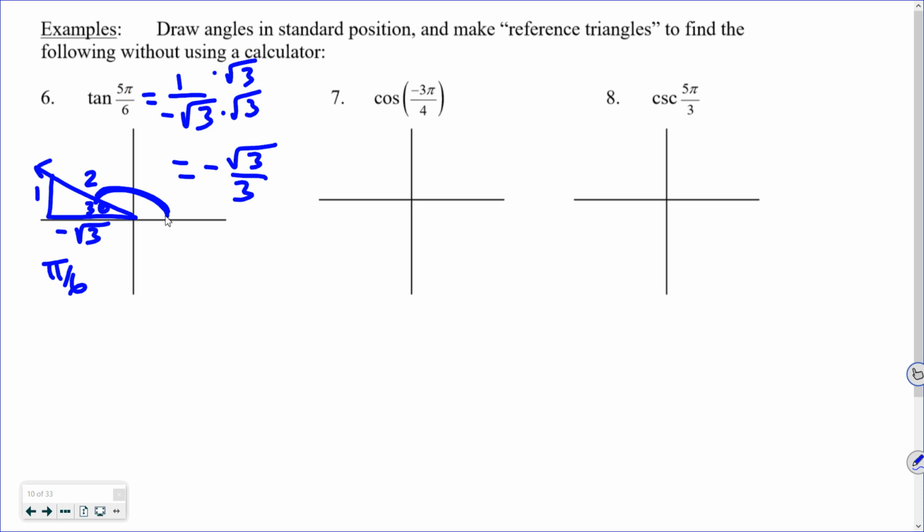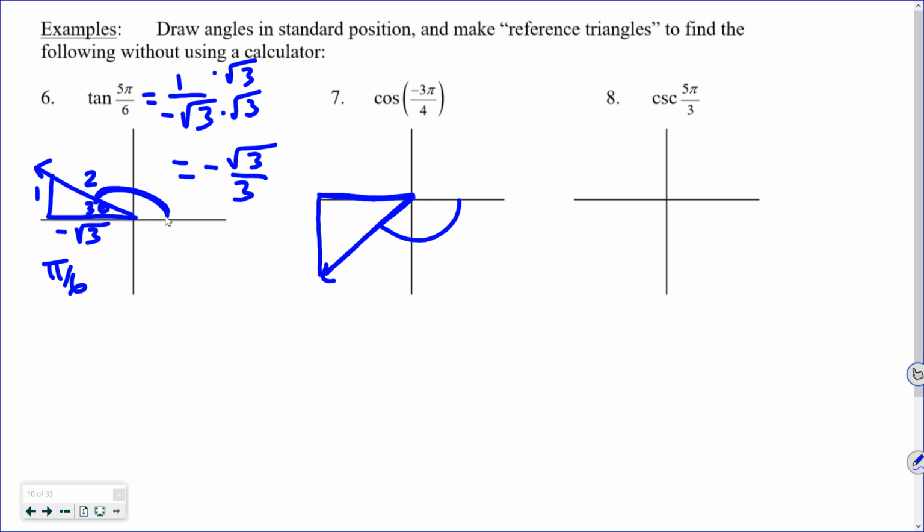Look at 7. Cosine of negative 3 pi over 4. Hey, the negative means I'm moving backwards, and I'm going 3/4 of the way, right? Pi is all the way to here. That's pi. We're going 3/4 of the way, though. So there's a half of the way to pi and 3/4 more. This is going to be my reference triangle right there.